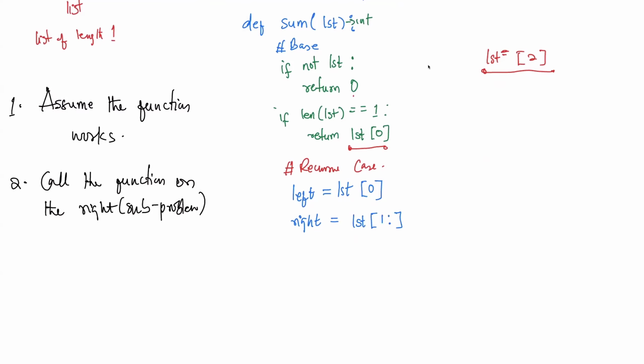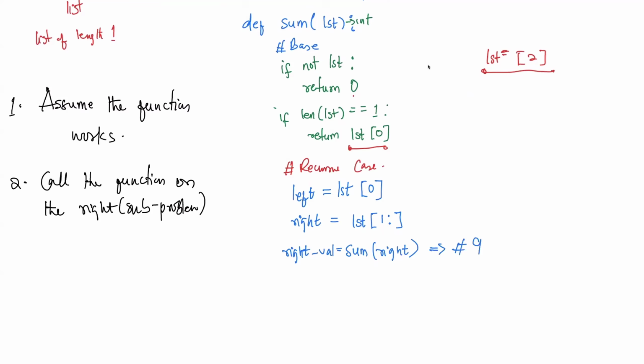If I assume the function works, that means that if I call sum on right, let's call it right val, what would that give me? Assume the function works. So if you call sum on right, what do you get? It gives you 9, right? Please follow me carefully. Once you understand this, you are almost done with recursion. Okay, it gives you 9.